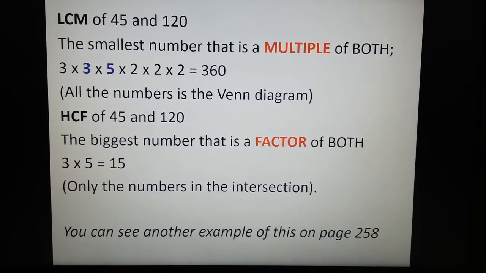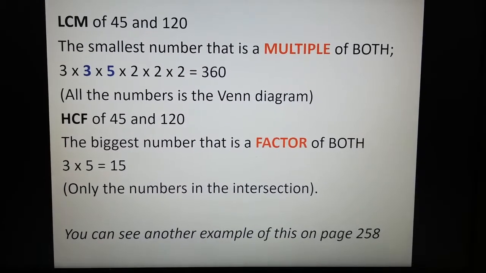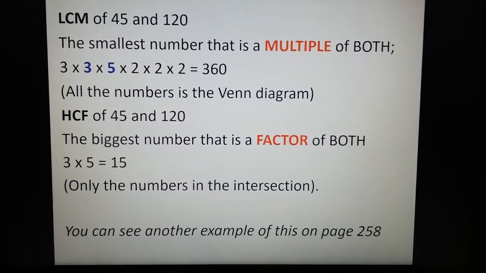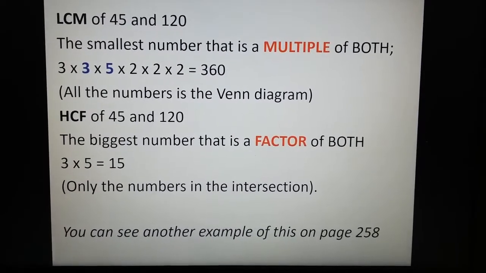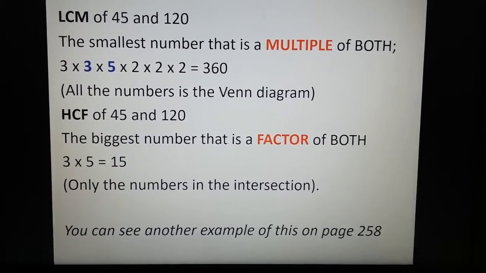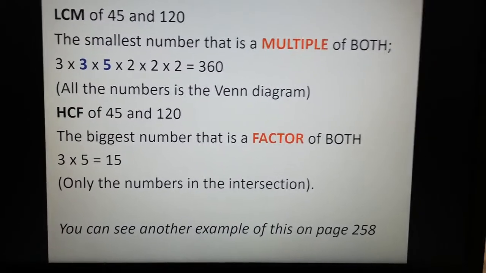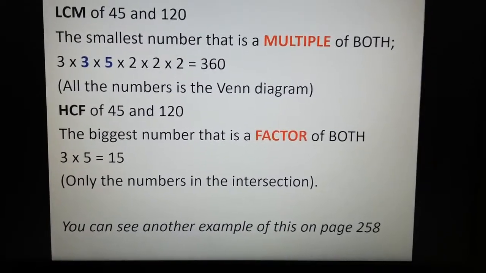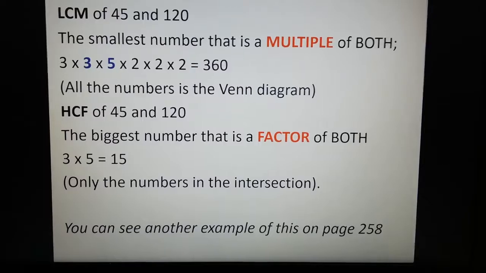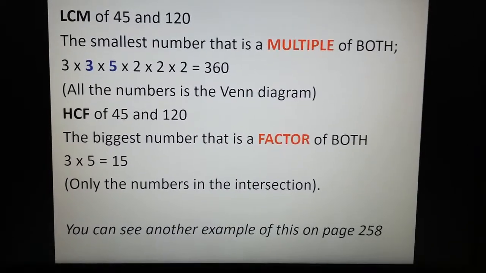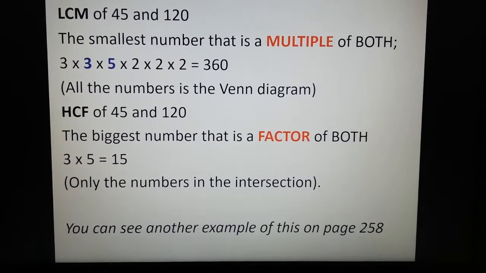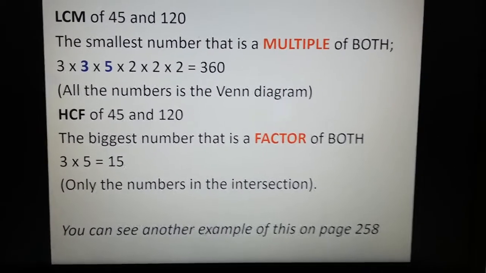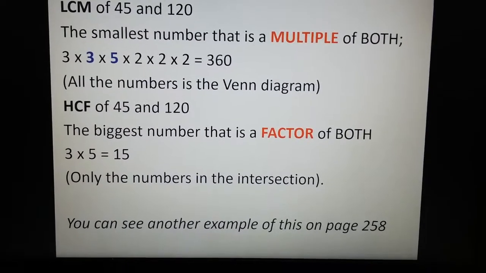Highest common factor, HCF, of 45 and 120. You can see there the answer is 15, and that is the biggest number which is a factor of both 45 and 120. So it's the highest common factor. It's a factor of both of them. Okay, so we're now going to go back to that last slide and look at how we actually work out how to do those. And if you look at another example, there's an example on page 258 of the actual textbook.